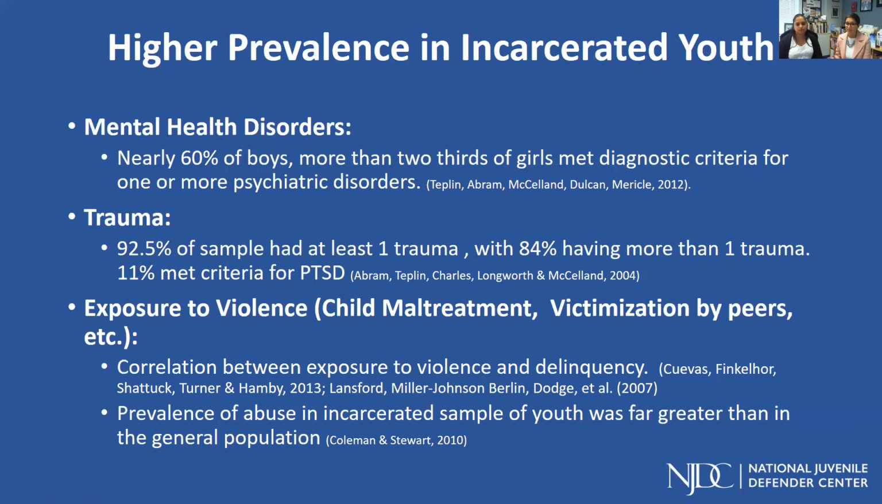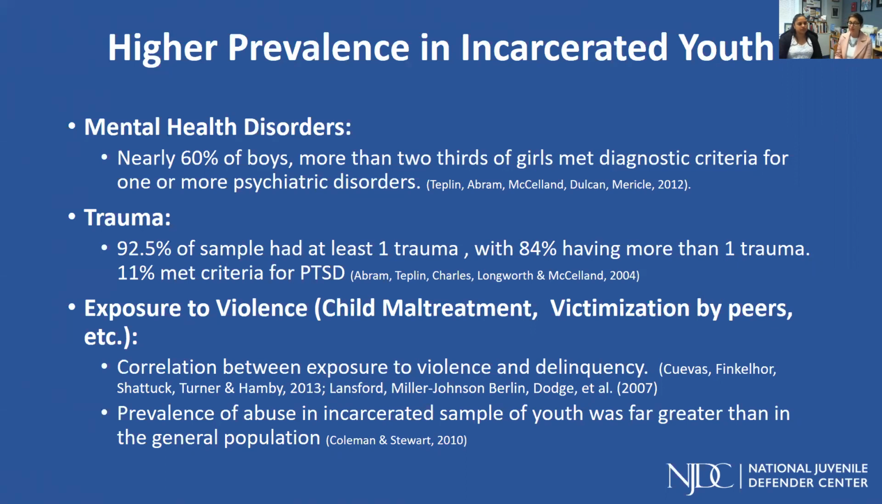And this essentially means that the risks associated with incarceration are magnified and compounded by mental health, trauma, or child maltreatment histories. So let's just look at a little bit of the data about what we know about young people who are in the juvenile court system. So we know that they face higher rates of mental health disorders, that nearly 60% of boys and more than 60% of girls have met the diagnostic criteria for one or more psychiatric disorders.